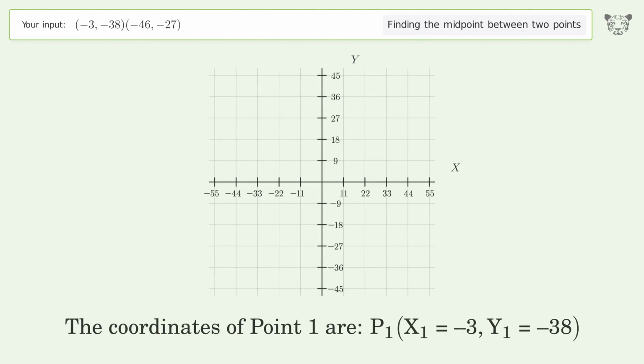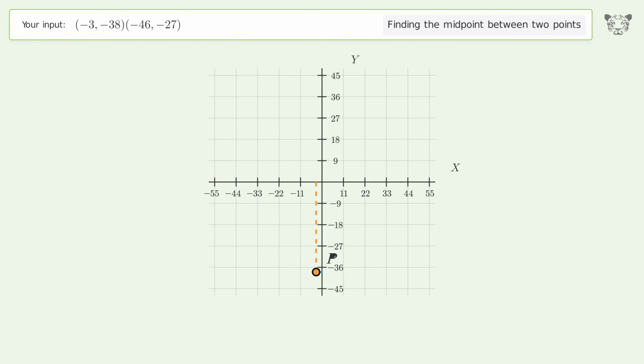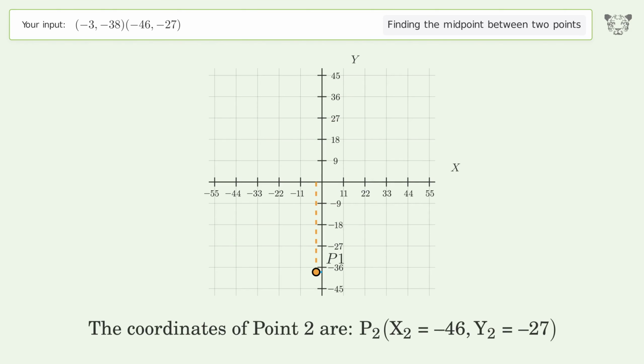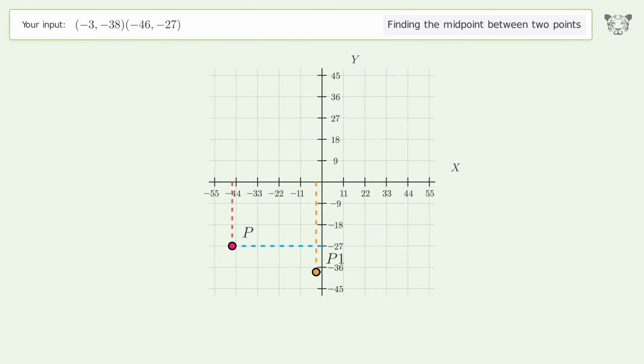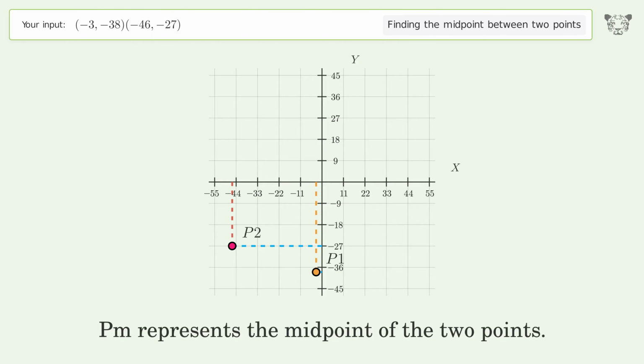The coordinates of point 1 are x1 equals -3, y1 equals -38. The coordinates of point 2 are x2 equals -46, y2 equals -27. PM represents the midpoint of the 2 points.